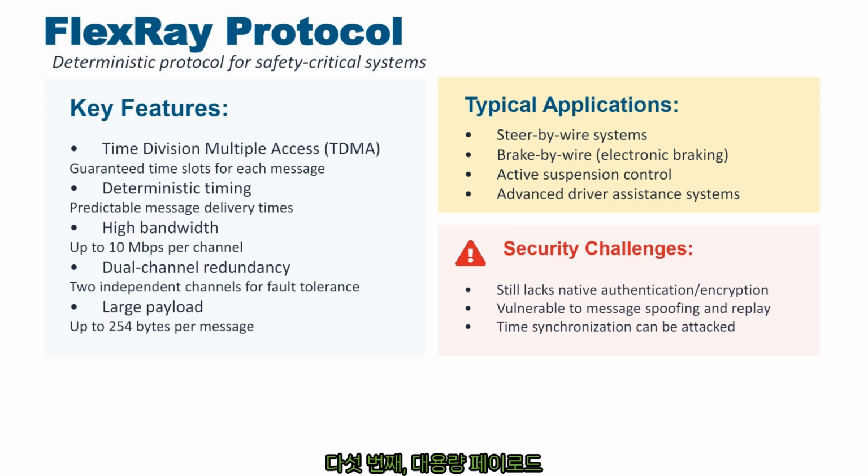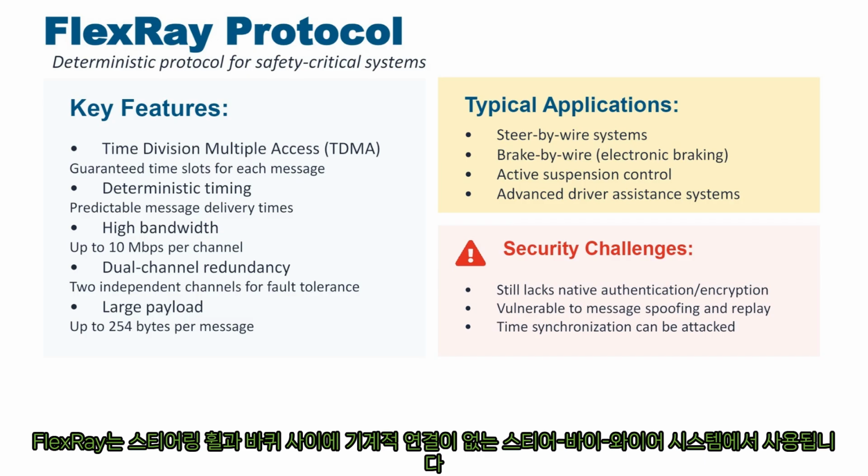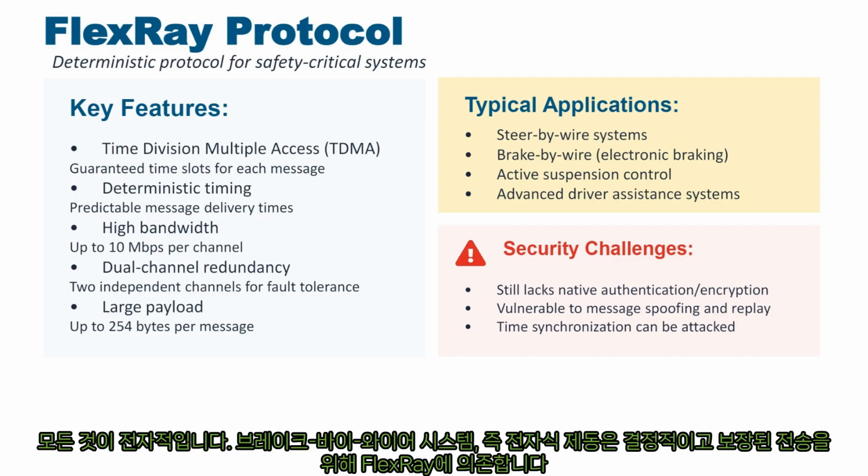Fifth, large payload. Each FlexRay message can carry up to 254 bytes. That's much more than CAN's 8 bytes. On the right, let's look at typical applications. FlexRay is used in steer-by-wire systems where there's no mechanical connection between the steering wheel and the wheels. It's all electronic. Brake-by-wire systems, also called electronic braking, rely on FlexRay for that deterministic, guaranteed delivery.